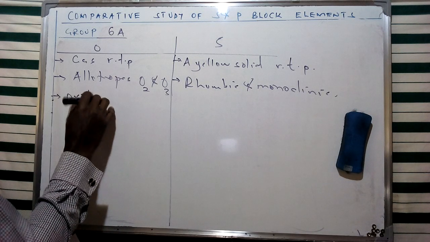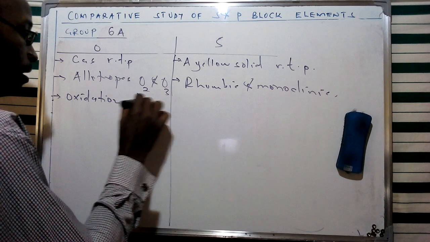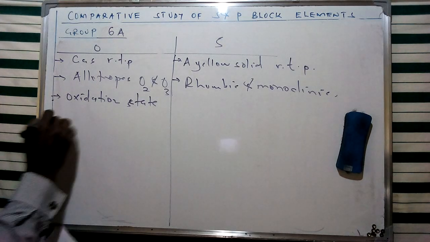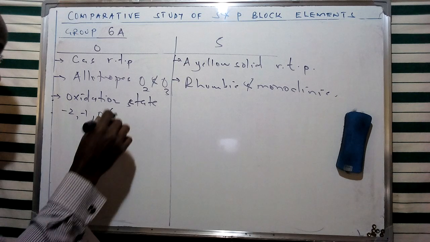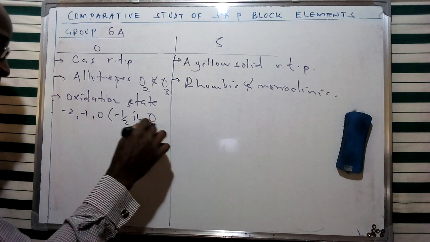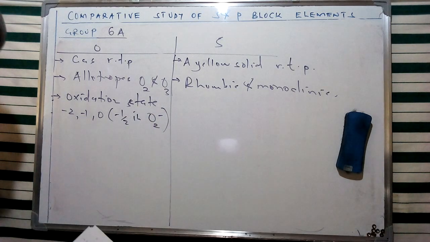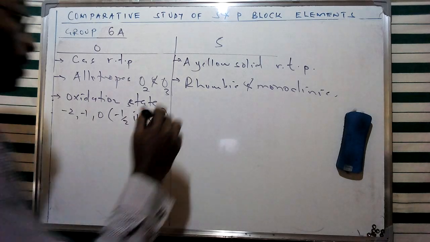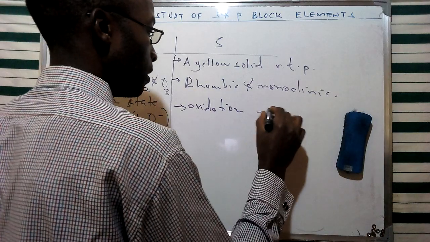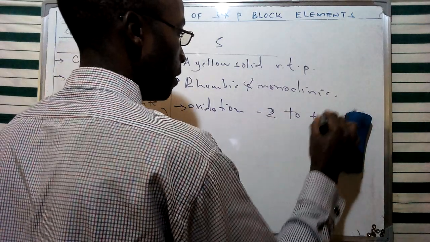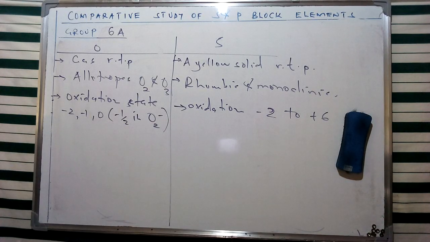Now, in terms of oxidation, there is going to be a wide range of oxidation states. Oxygen is going to have oxidation states ranging from -2 to -1, then 0, and of course -1/2 in some states. For sulfur, we are going to see oxidation states ranging from -2 to +6, given as such. So that creates a contrast between elemental oxygen and sulfur.